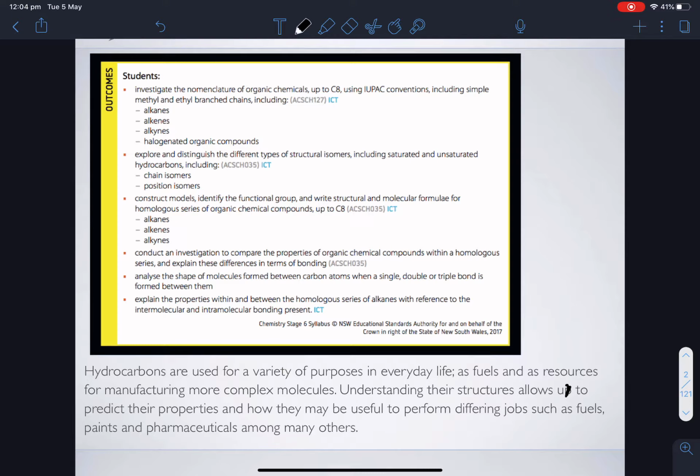So when people are making fuels and paints and pharmaceuticals, they go, oh, maybe we want a structure like this because it has these kinds of properties. Or maybe we want to do a reaction where we're going to add this to that to make this new molecule, and it's going to give us these fantastic properties. Hopefully, fingers crossed, let's do it and see how it goes.